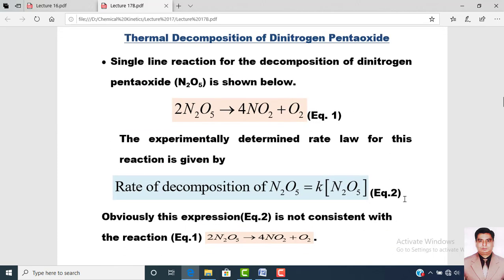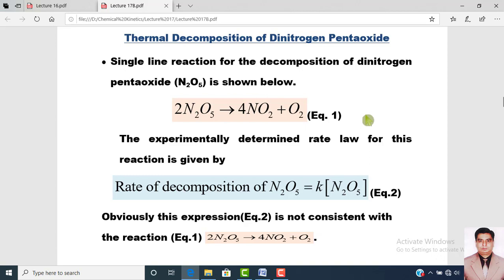Dear students, this is a very important reaction to understand the reaction mechanism and kinetics of a reaction. If we apply a single-line reaction for the decomposition of dinitrogen pentoxide N2O5, then we can write equation number 1: 2N2O5 gives 4NO2 plus O2. According to equation number 1, 2 mole of dinitrogen pentoxide, when thermally decomposed, produce 4 mole of NO2 and 1 mole of O2.